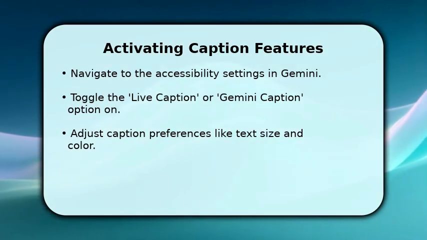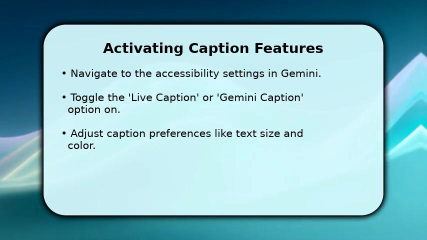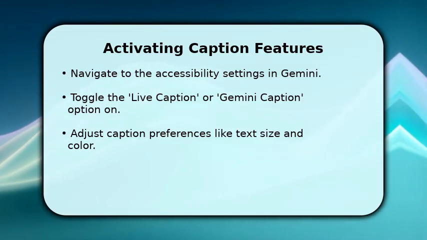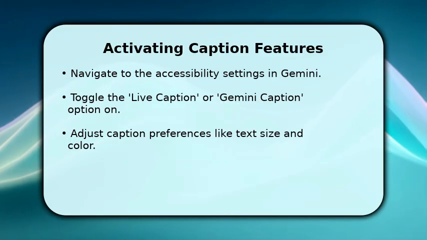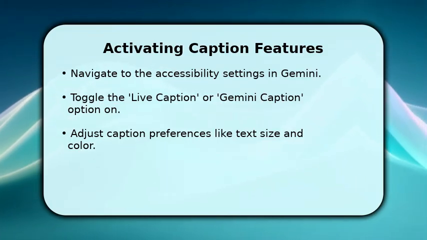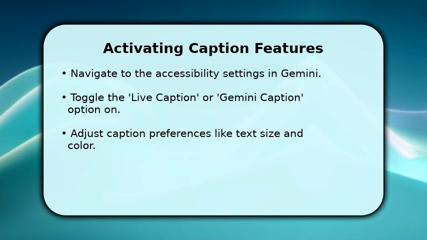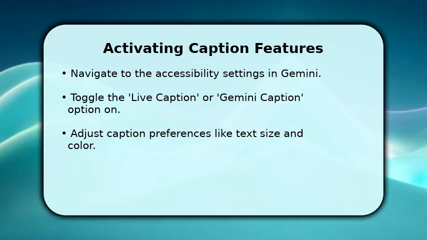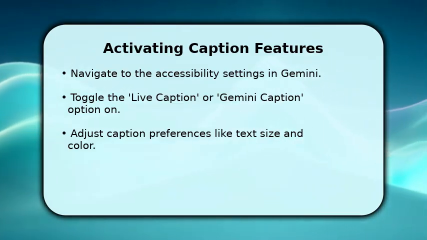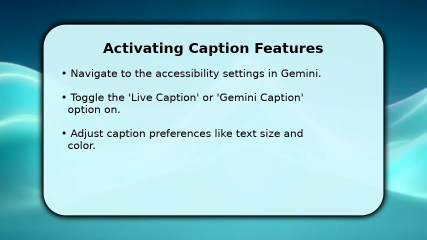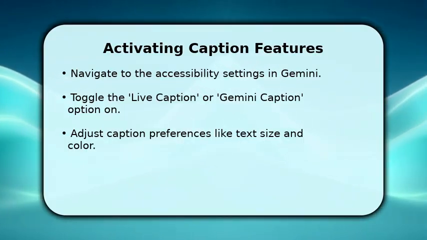Now, let's activate the feature. Navigate to the accessibility settings within your Gemini application. You will find an option to toggle Live Caption or Gemini Caption on. Once enabled, you can customize your caption preferences, such as adjusting the text size or color to suit your needs. Remember to confirm your preferred language selection for the most accurate captioning experience.